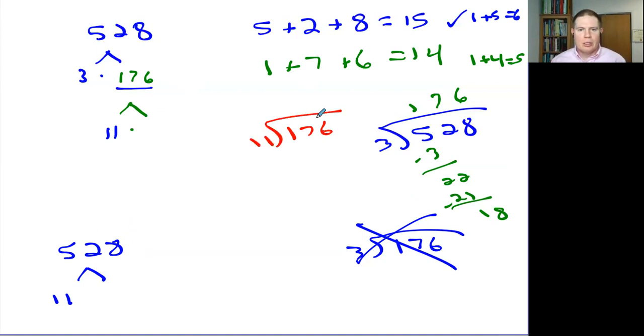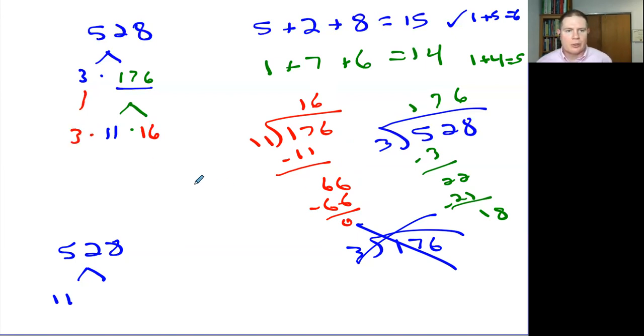176 divided by 11. 11 goes into 17 once. 17 minus 11 is 6. Bring down this 6. 11 goes into 16 6 times. No remainder, right? So I have 11 times 16. And then this 3 is still there. Now, through this factoring process, 11 and 3 are both prime now.